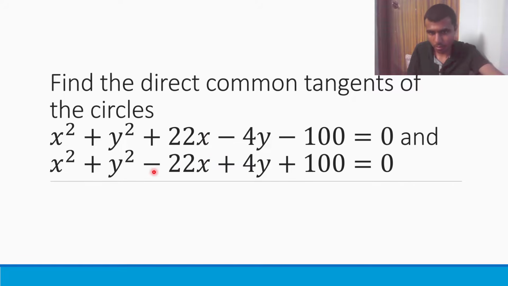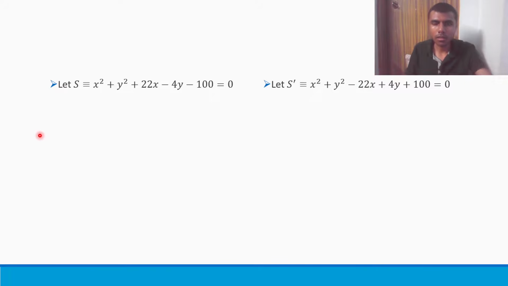Now, whenever we are going to find the direct common tangents, first we will need the centers of the two circles and also the radii of the two circles. We also need to check whether we can draw direct common tangents or not. The circles should be outside each other and should not touch each other. Okay, now let's get started.